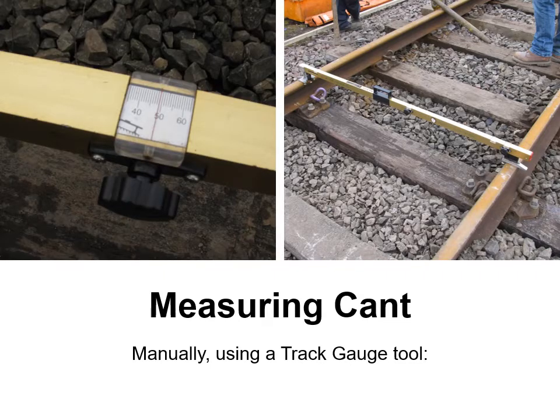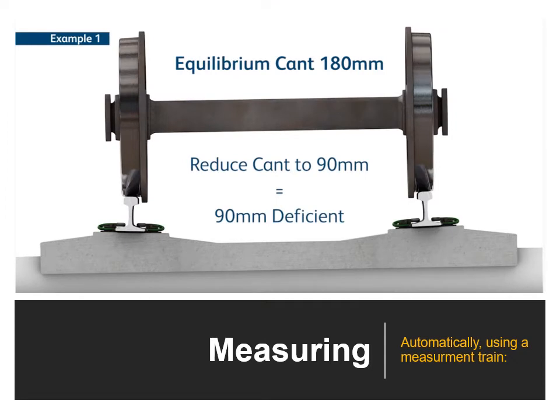There are various tools and equipment you can use for measuring Cant, and this is a track gauge tool, which can also measure Cant. Network Rail now use a Network Rail measurement train to measure Cant across the network. I'll put up a YouTube video on the virtual learning environment that will show you the details of how they do this.